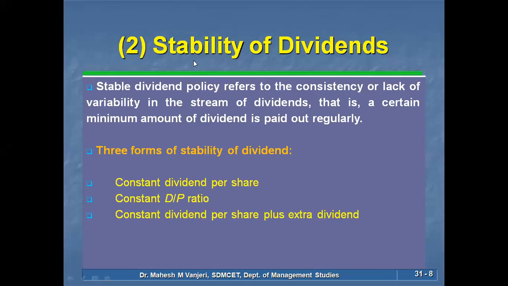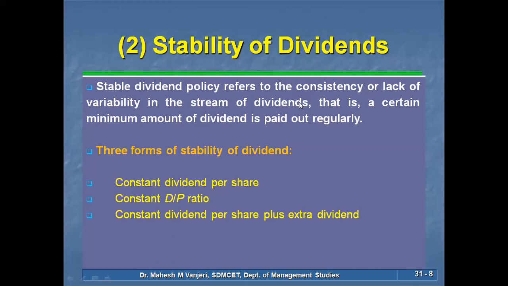The second factor that influences or affects the dividend policy is stability of dividends. Stable dividend policy refers to the consistency or lack of variability in the stream of dividends. In simple words, if a company is consistently paying dividend without any deviation, we call the dividend policy stable. But if in some years the company has paid a high dividend, in some years a low dividend, in some years no dividend, we say the dividend policy of the company is not stable.